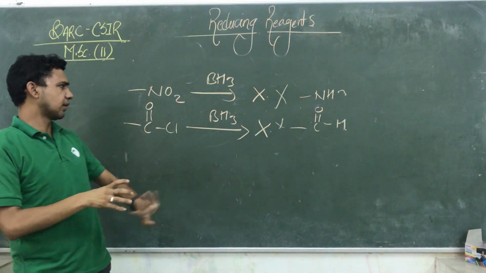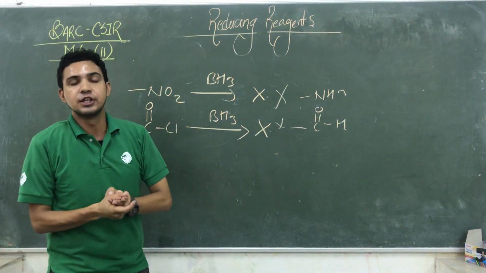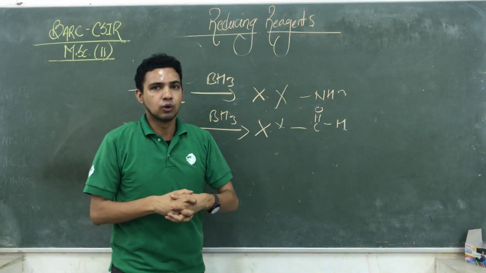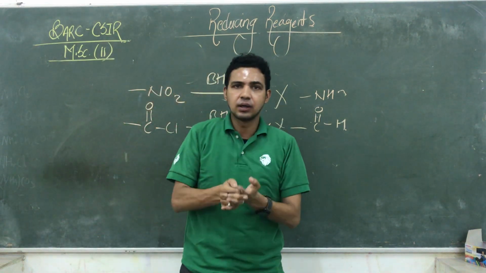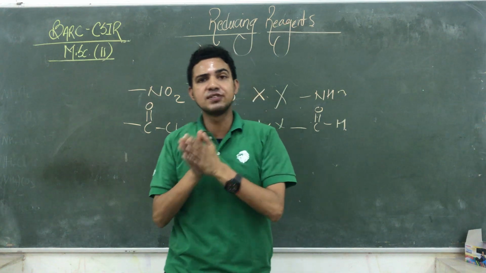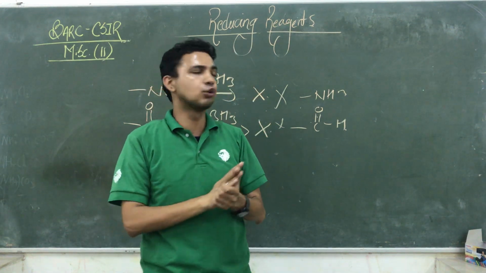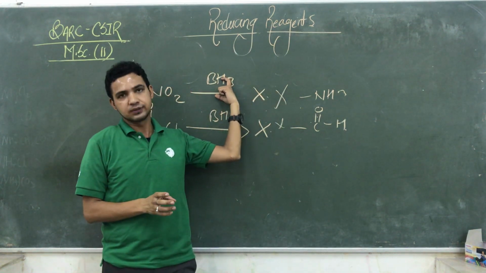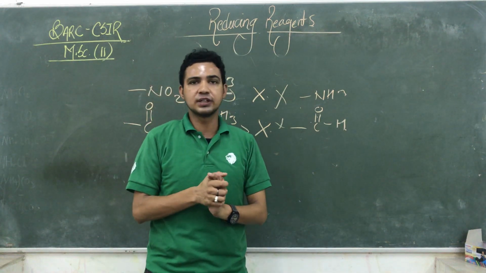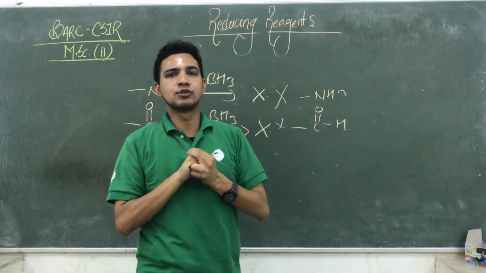But if you are talking about other functional groups like ketones and acids, these groups are easily converted into alcoholic groups by using BH3. So BH3 is a selective reducing agent.